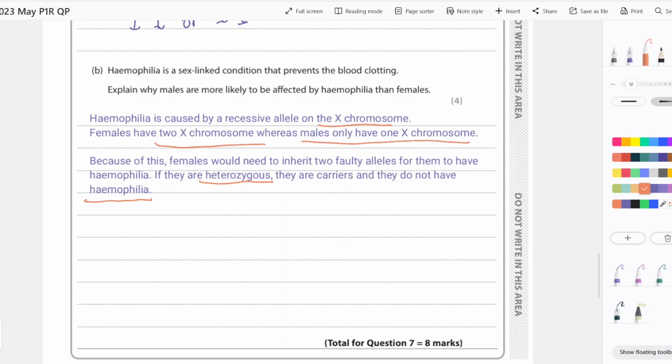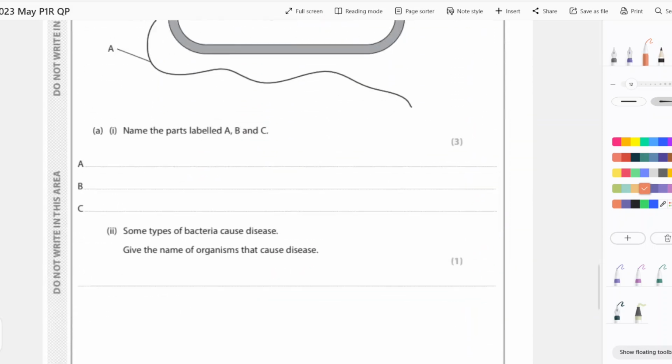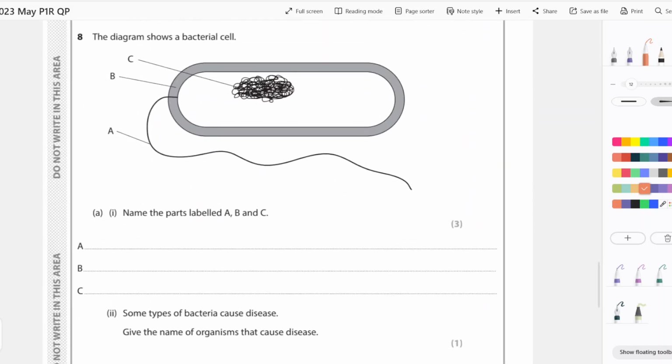chromosome. Other things that you can also say is only females can be carriers. And another thing you can also say is males can't be carriers of that disease. All right, let's move on to question 8.